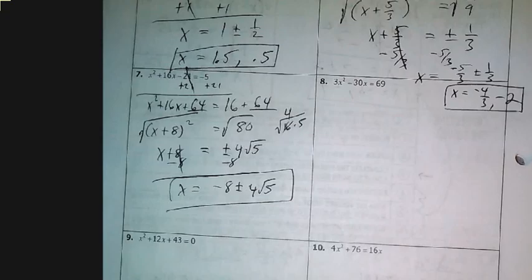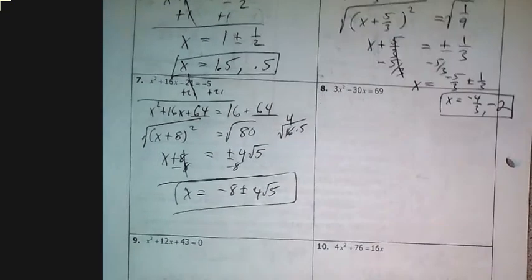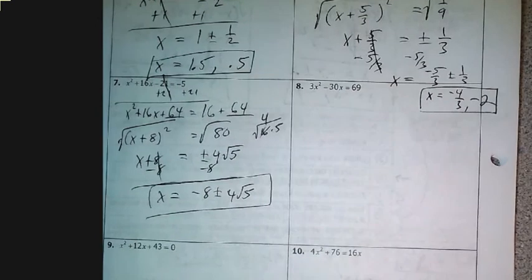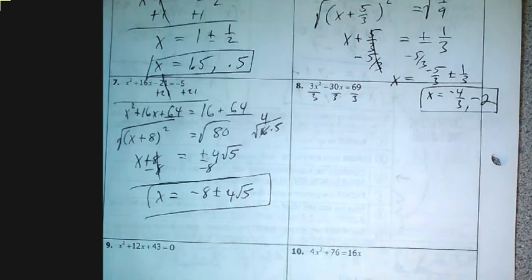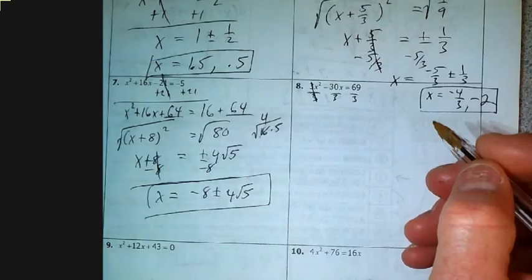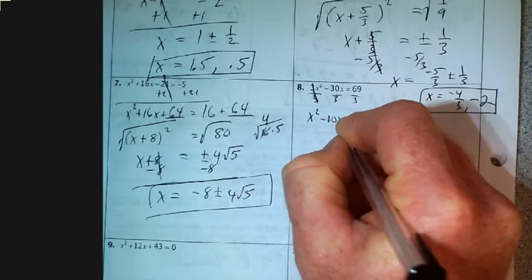All right, because there is a 3 in front of the x squared, we need to divide everything in this equation by 3 to get rid of that. That is whenever we're solving by completing the square, which is what we're doing. So, divide everything by 3. That gives us x squared minus 10x equals 23.